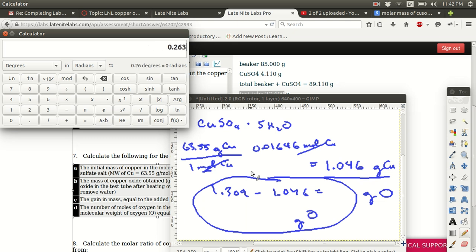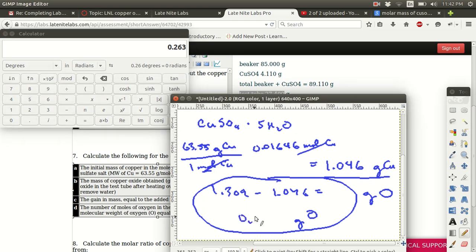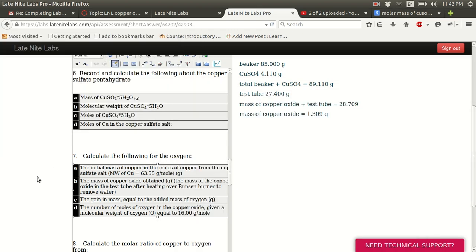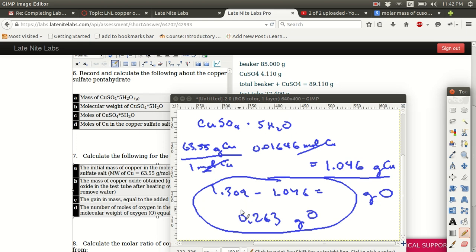Right, so that's 0.263. So that's 0.263 grams of oxygen. I have lost a significant figure here because it was 1 minus 1, but that's okay. 0.263, there are 3 significant figures there. The rest of the work is going to have only 3 significant figures. Okay, so that is the gain in mass equal to the added mass of oxygen, my 0.263 grams of oxygen.